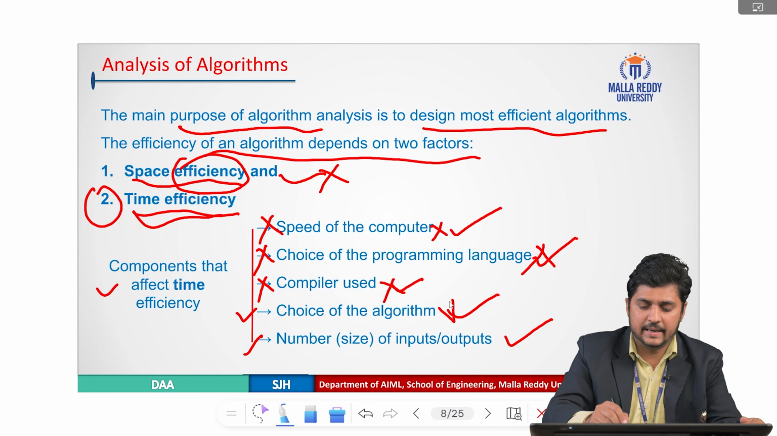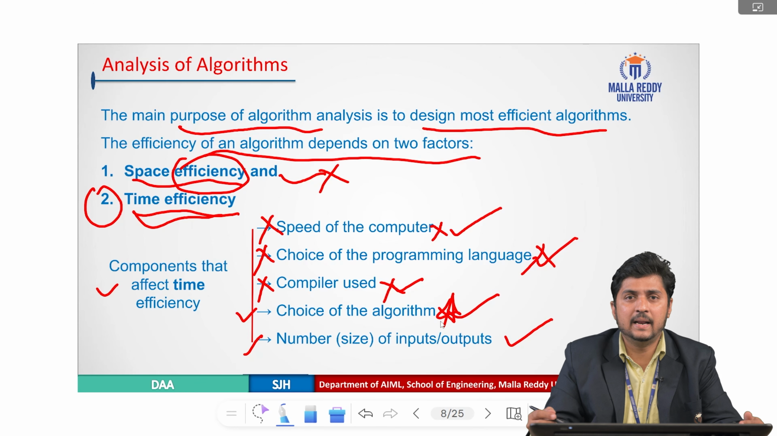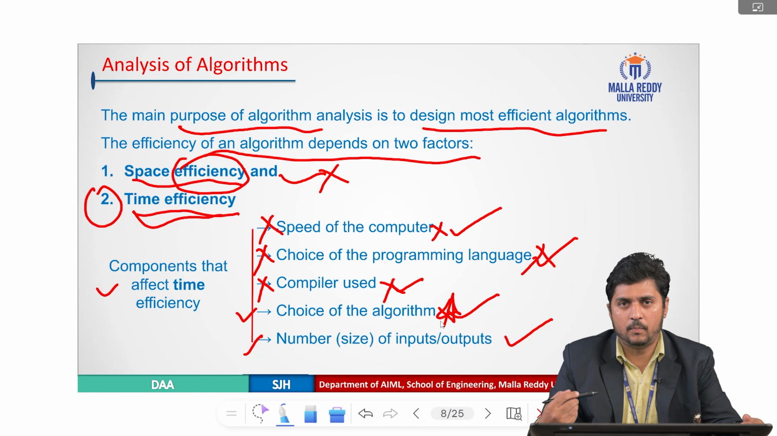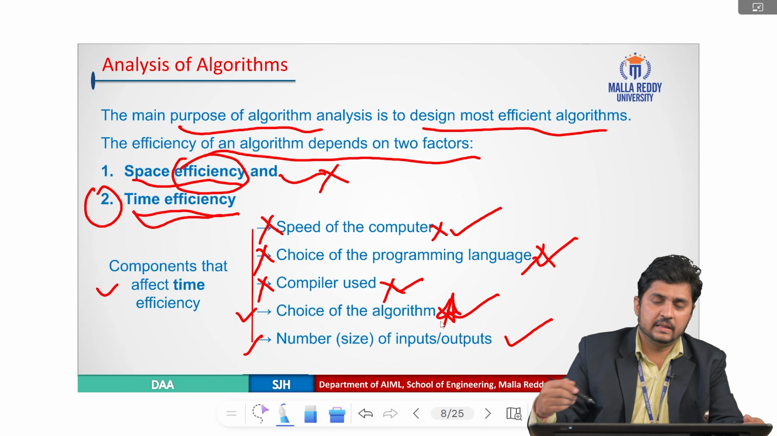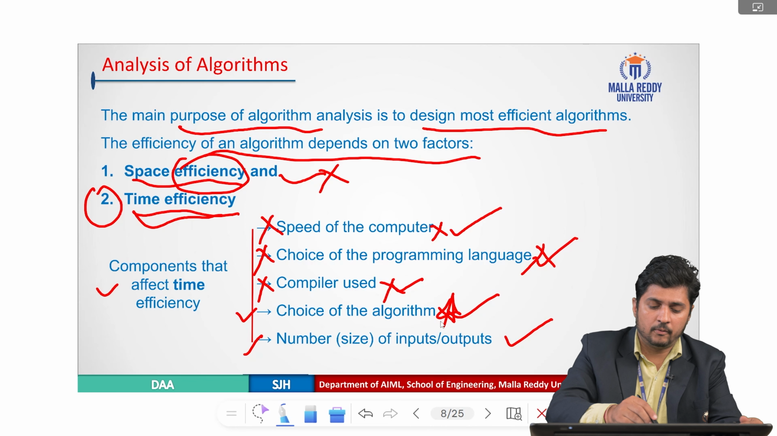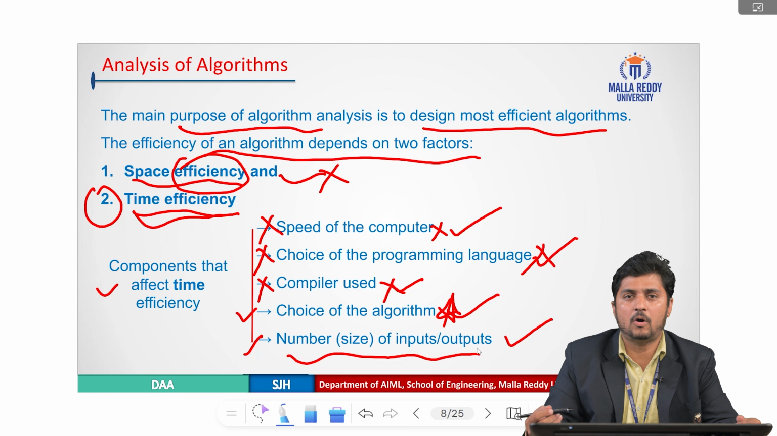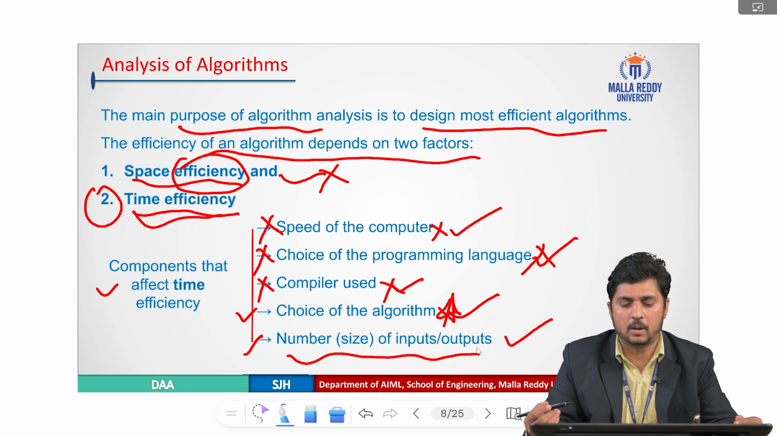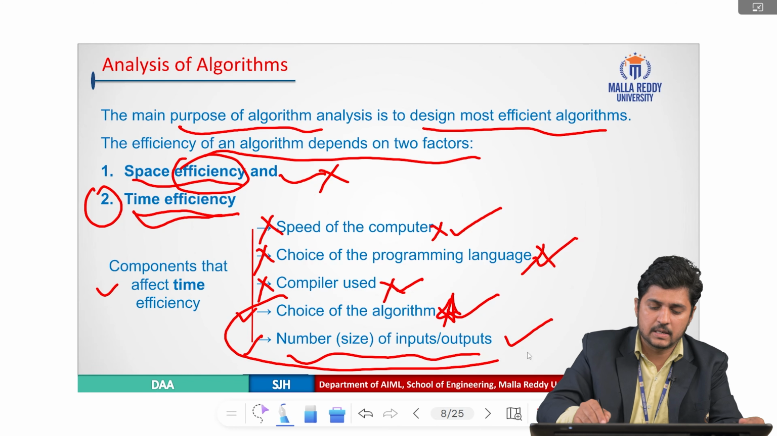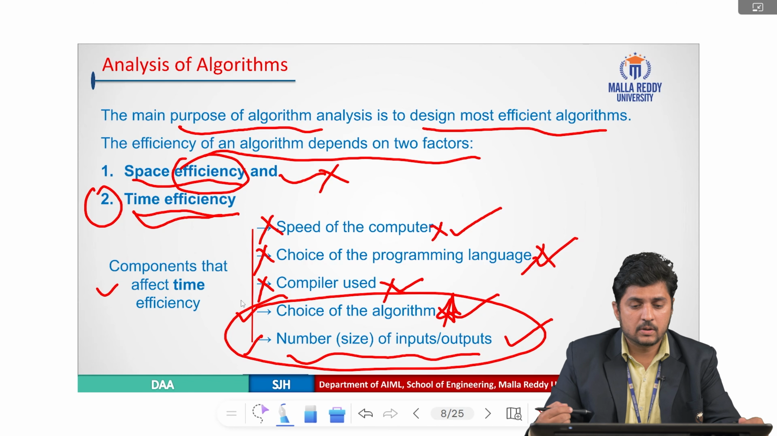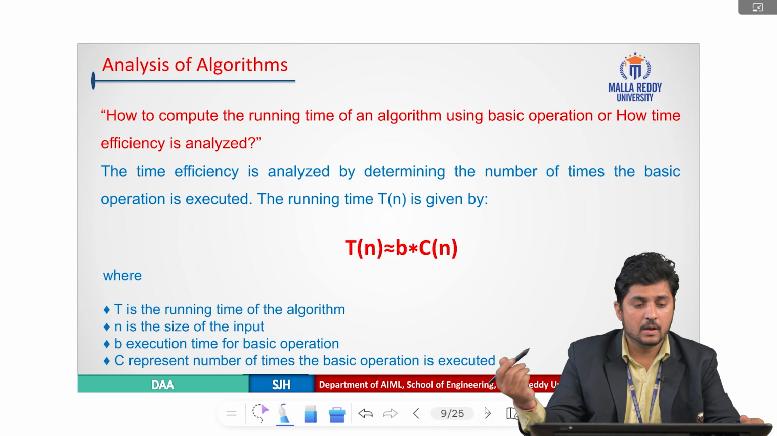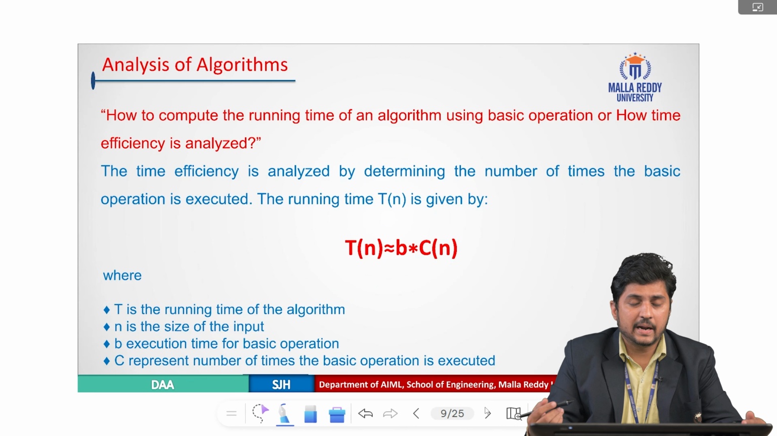This is the major criteria where we are going to add a major component for deciding the time efficiency of an algorithm, followed by the number of inputs or the size of the input or output of that particular problem. So these are the two major components we'd like to consider for our time efficiency. So moving towards the analysis of algorithms, how to compute the running time.